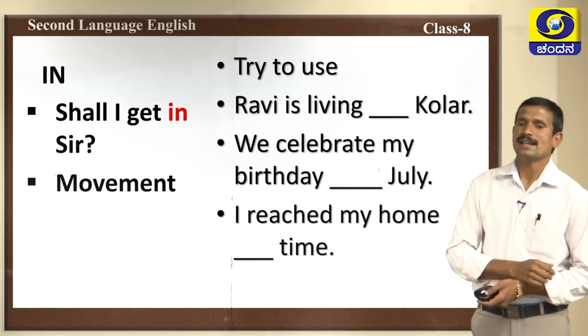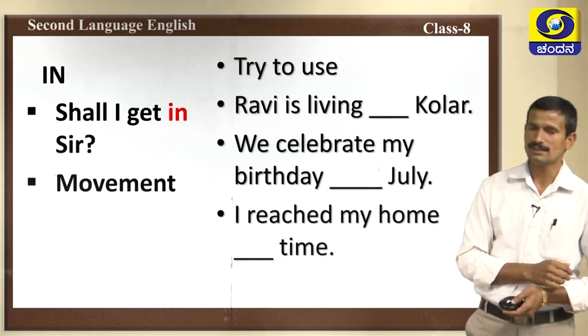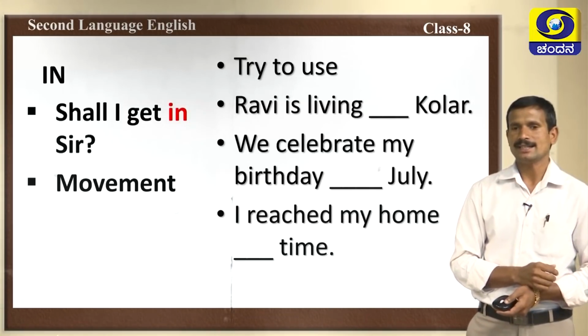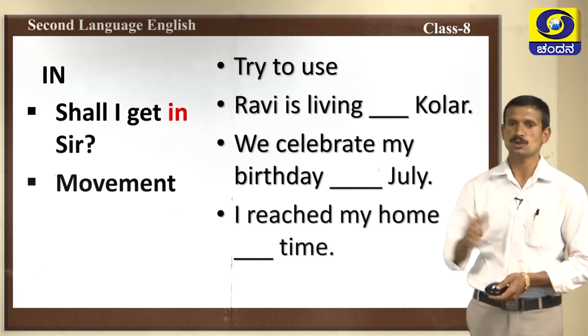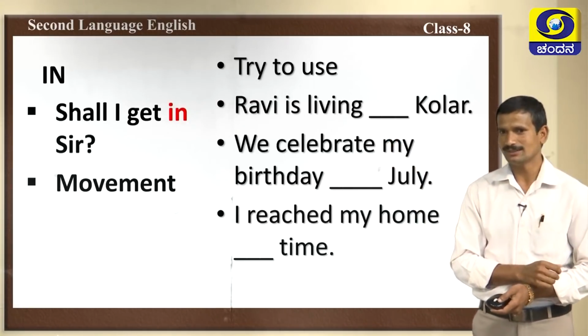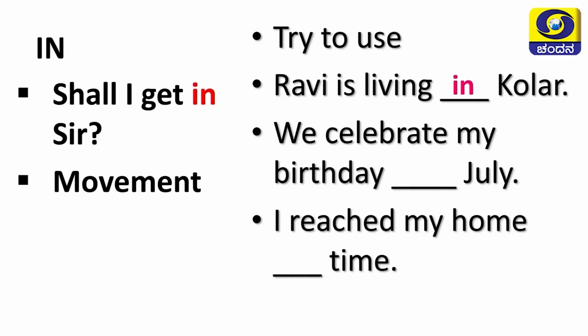Try to use in the following examples. The first one is, Ravi is living dash Kolar. Kolar is a place. Can you use the preposition here? Very good. The answer is in. Ravi is living in Kolar.